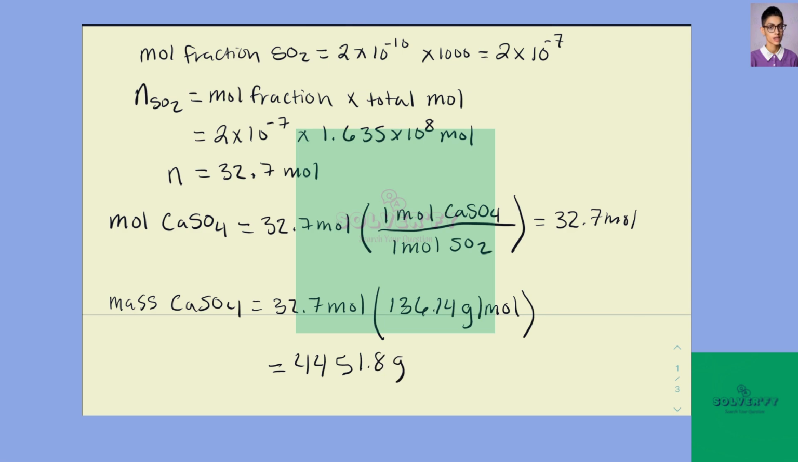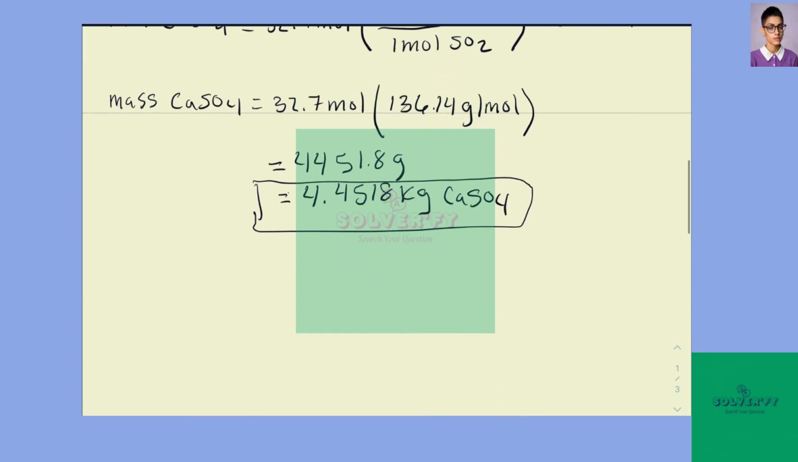So our mass of calcium sulfate is equal to 4,451.8 grams. They want this in kilograms, so we're just going to divide this by 1,000. So when we do that, it's going to equal 4.4518 kilograms of our calcium sulfate. And this is the mass of calcium sulfate we can get from 4 gigaliters of flue gas.